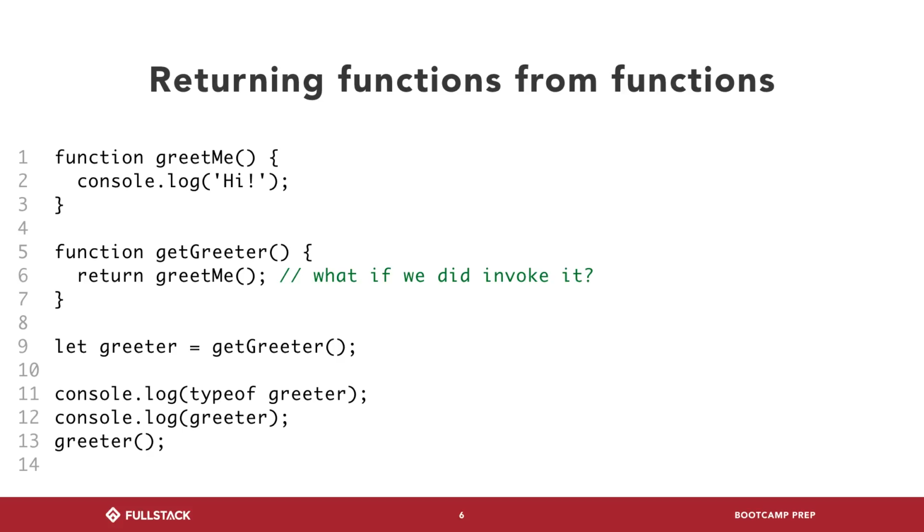However, if we look at this code now, everything up until line 6 is the same, right? But now on line 6, look what we're doing. We're actually invoking greet_me, right? So we're saying, hey, invoke greet_me and give me whatever greet_me returns. So let's talk through this. On line 9, we're saying let greeter equals get greeter. So when we invoke get greeter, it says, let me give you back the invocation of greet_me. And what does greet_me return?